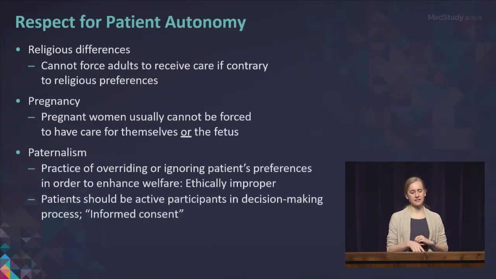So autonomy can come up in a lot of situations, commonly religious differences, right? So remember that we err on the side of respecting autonomy in almost all of these cases. So religious differences, we do not force adults to receive care if it's contrary to their religious preferences, as long as the adult has full capacity to make that decision, right? And we'll talk a little bit more about what goes into having capacity.